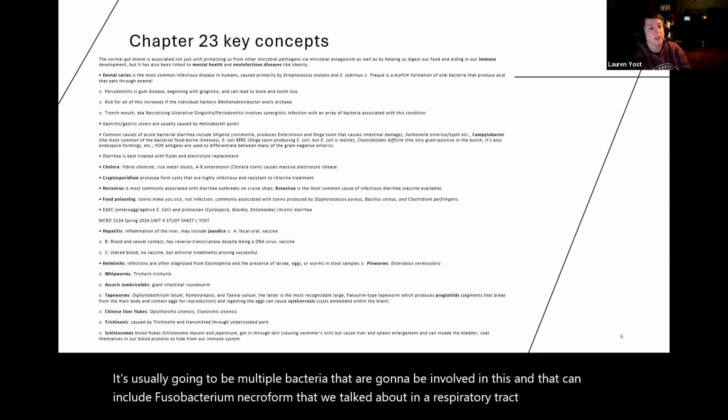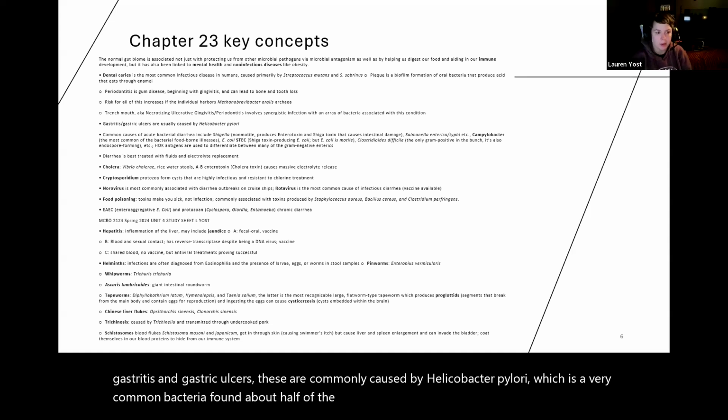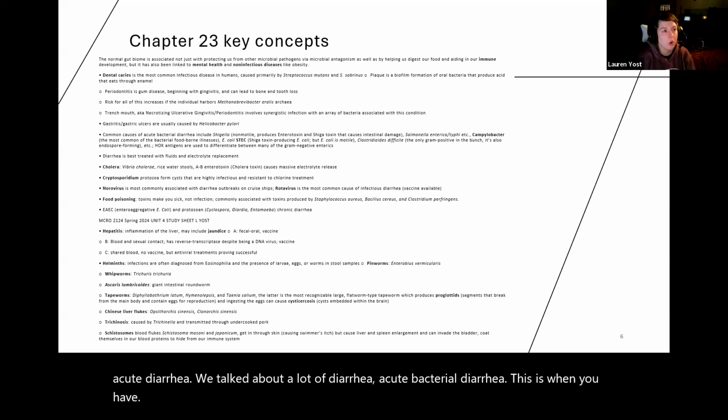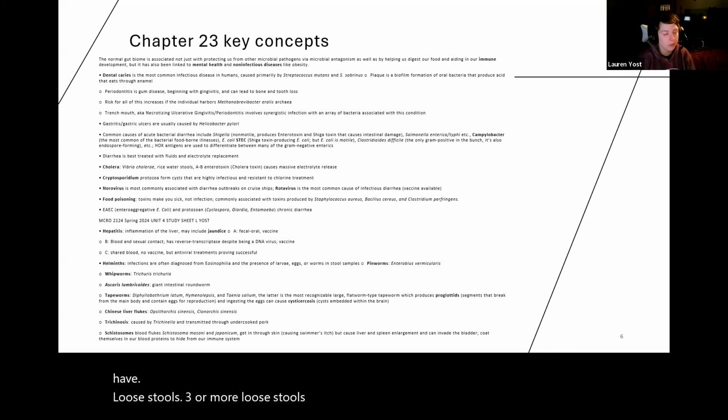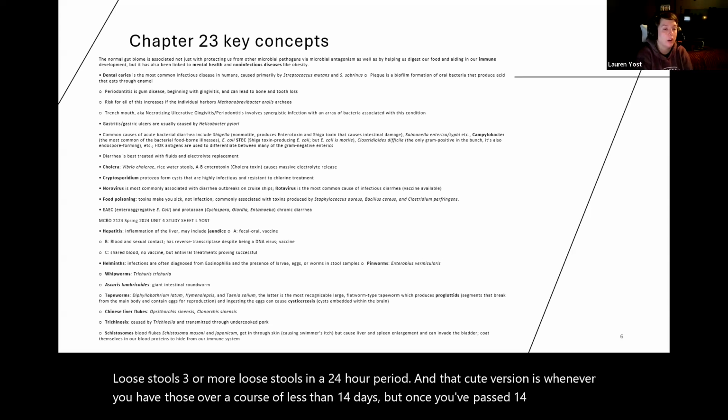So moving on to gastritis and gastric ulcers. These are commonly caused by Helicobacter pylori, which is a very common bacteria found in about half of the population, and it is treatable with antibiotics. Then acute diarrhea. We talked about a lot of diarrhea. Acute bacterial diarrhea is when you have 3 or more loose stools in a 24-hour period. The acute version is when you have those over a course of less than 14 days, but once you've passed 14 days, then you're getting into chronic diarrhea.